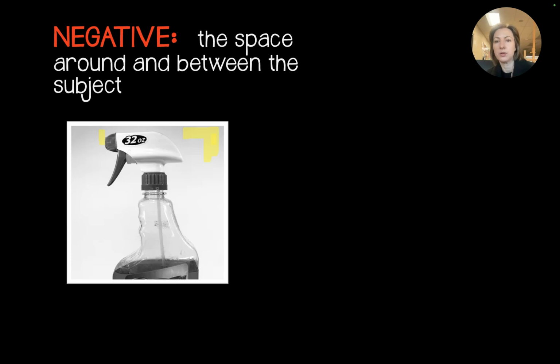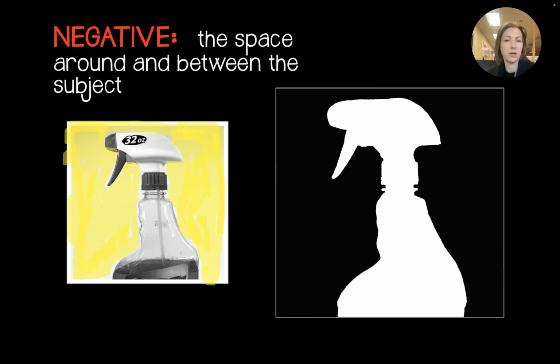Now if we flip it, what is the negative space? Remember, the negative space is the space around and between the subject. So it would be all of that space around the spray bottle. If we were to break this down, all the black in here would be the negative space. How you draw this is really important to keeping your drawing accurate.